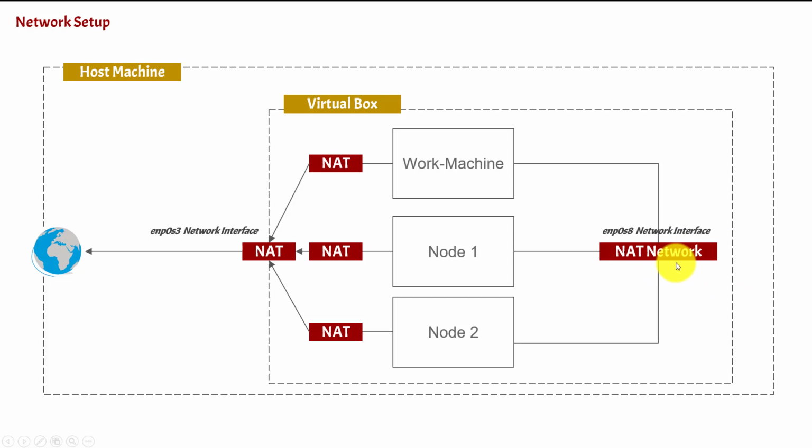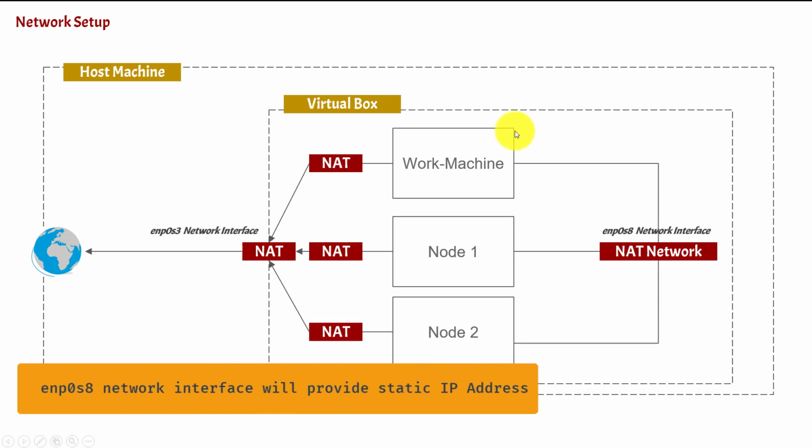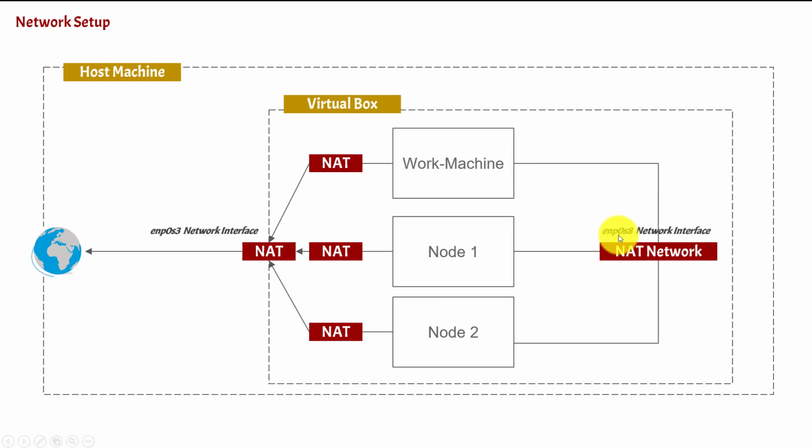This NAT network will be configured by us so that it can provide a static IP to all these machines, that is work machine, node 1 and node 2. All these three will be connected to this NAT network, called the ENP0S8 network interface, and we will modify this interface in all three machines so that they can have a static IP, which will solve the problem of restart and changing IP. So this is the network setup that we'll do. It will have one NAT network which is called ENP0S3, and each of them will have an ENP0S8 network interface which will provide a static IP to every machine.